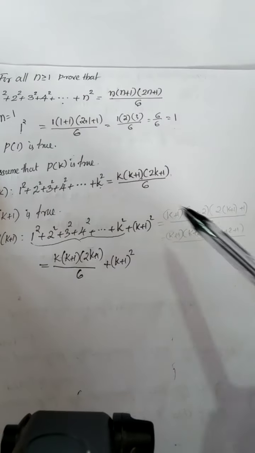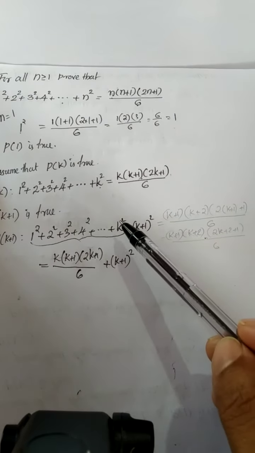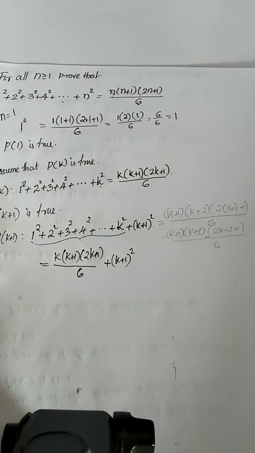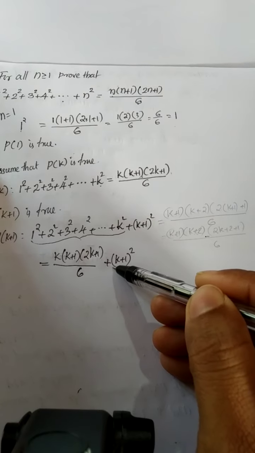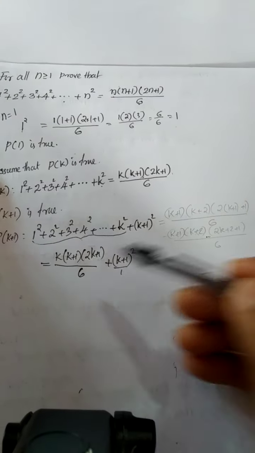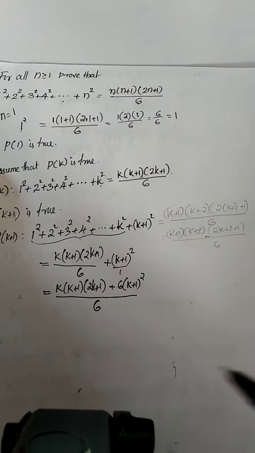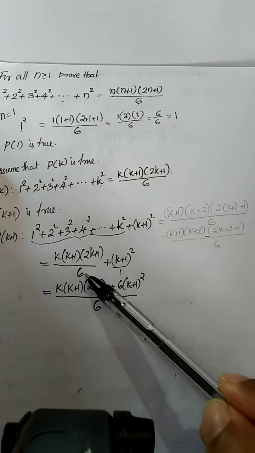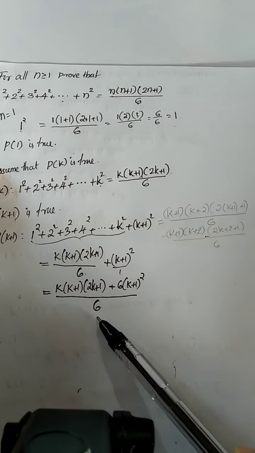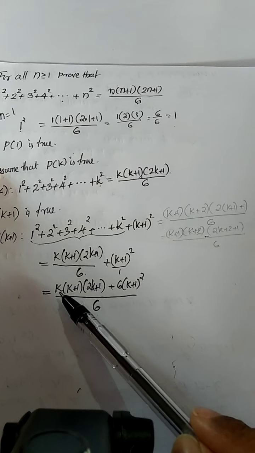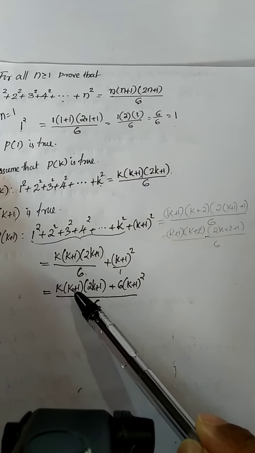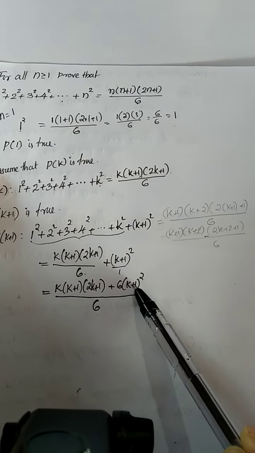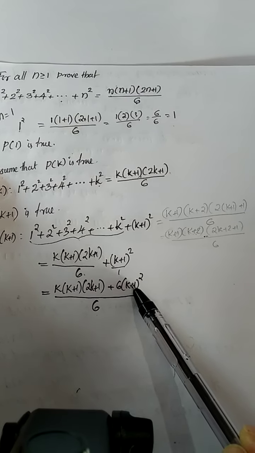We want to prove this is equal to this one by using this P of k. This is divided by 1, so by cross multiplying we will get k into (k plus 1) into (2k plus 1) plus 6 into (k plus 1) whole square, all divided by 6. Look here, we have k plus 1, and also here we have another k plus 1. So we can write k plus 1 outside.